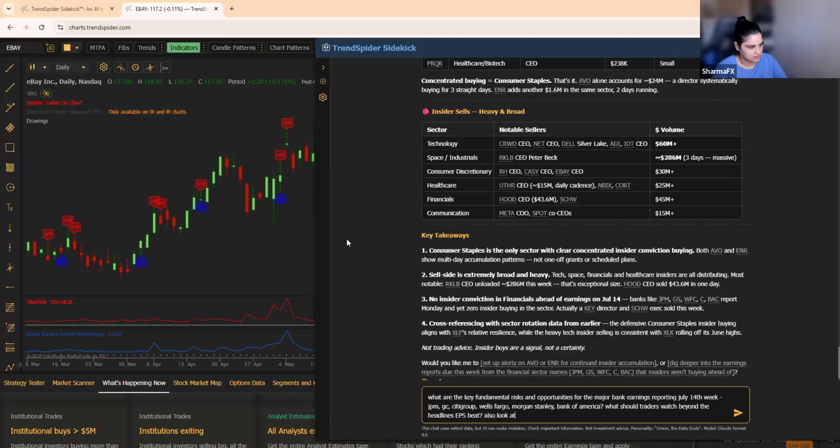Also look at social media sentiment, retail sentiment, specific stocks or sectors that are most popular with retail investors versus with institutional. Report back any divergences.